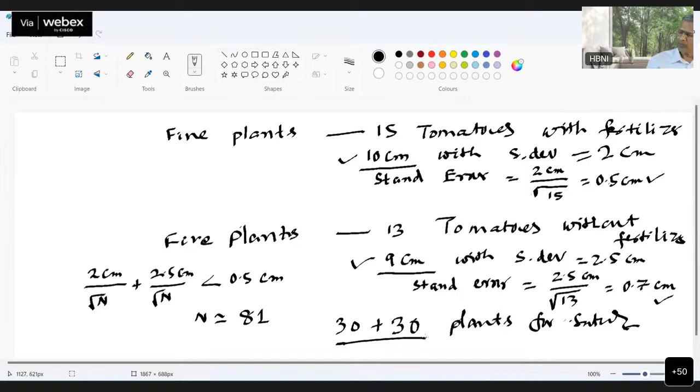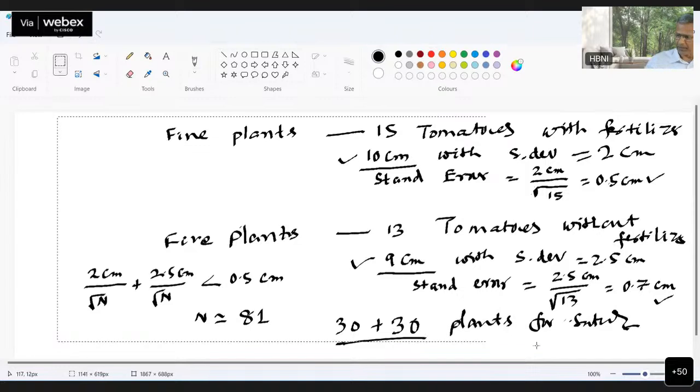That by taking more sampling or more measurements, you can get the required uncertainty in your measurement. This is just an example. So I just want to tell you.